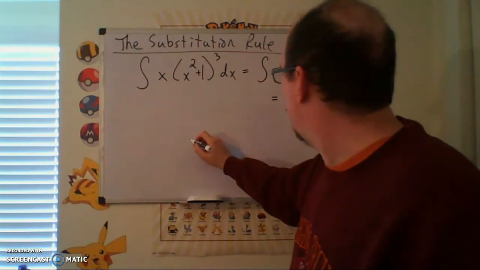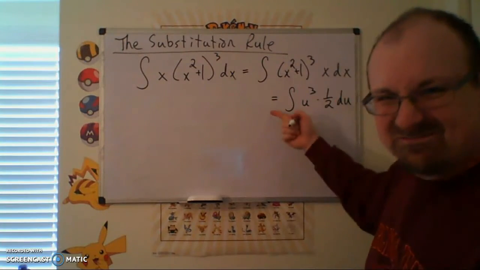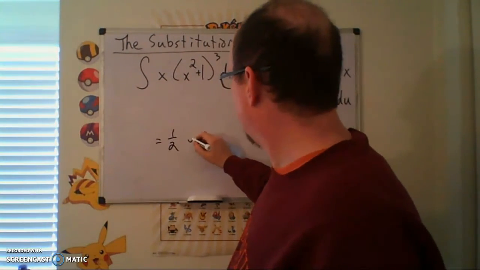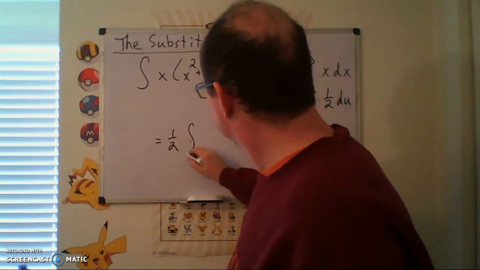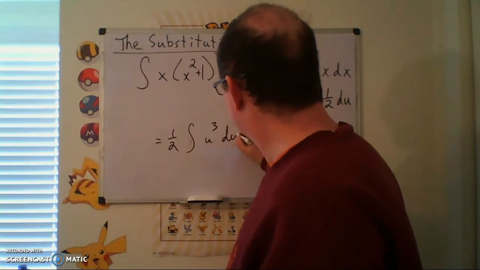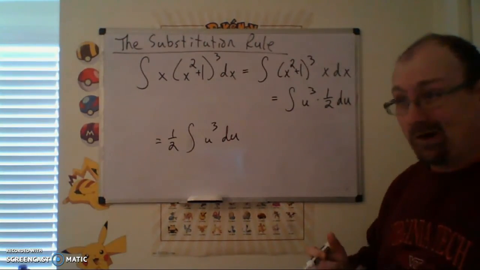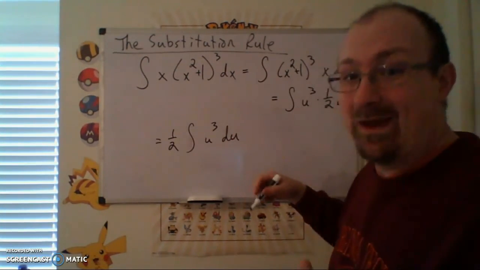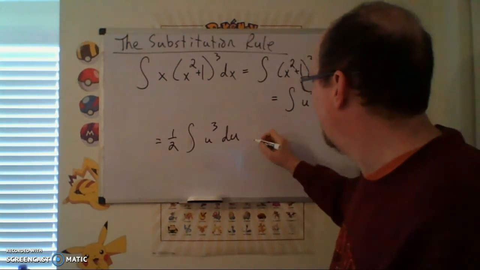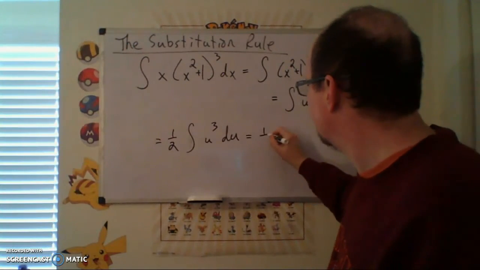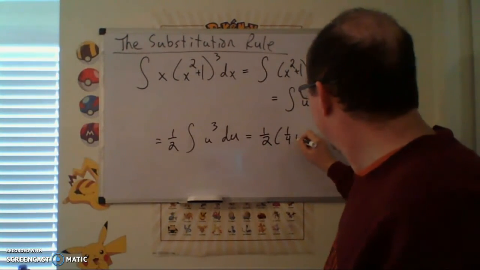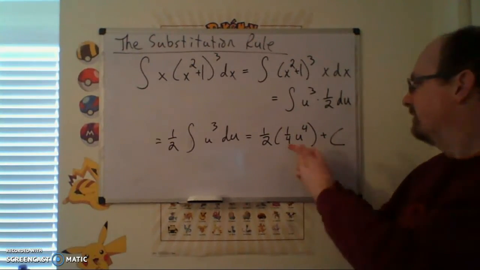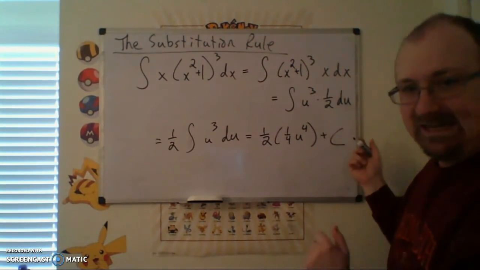Okay, so now the 1/2 is a constant. It can get hauled out front. If you didn't, it's okay. So we've got u cubed du now. And now we can call in our buddy the power rule from our bestest friend sheet. So our exponent is 3. We add 1 to our exponent, divide by our new exponent. You know this drill at this point. So we have 1/2 times 1/4 u to the 4th plus c.